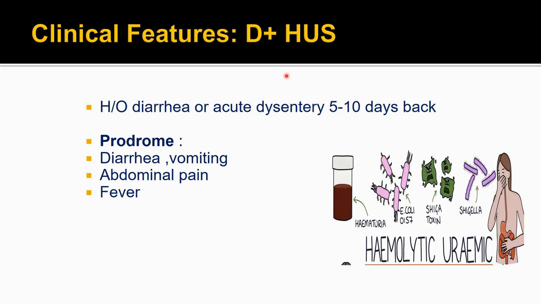The clinical presentations. If it is typical HUS, then this condition has a prodrome of diarrhea and vomiting. Some diarrhea-like illness or dysentery will be there 5 to 10 days prior to the severe abdominal pain, and there can be fever. If it is atypical HUS, then this diarrheal episode will not be there.